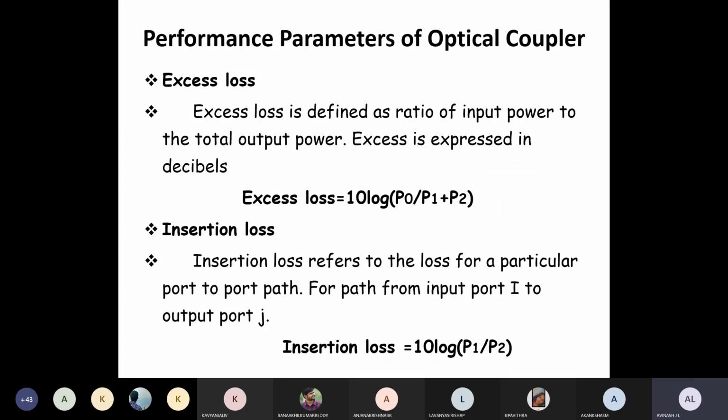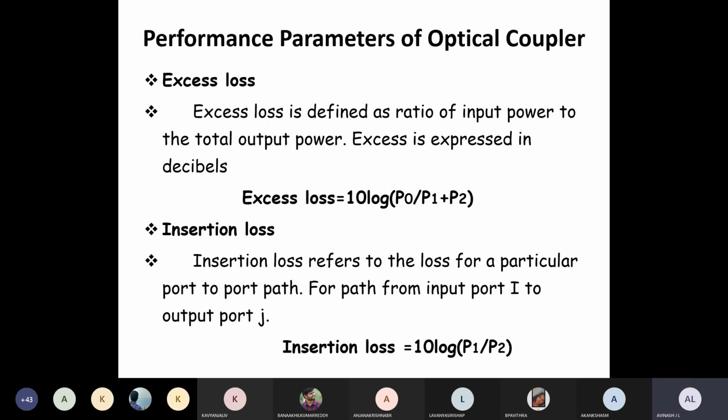What are the particular losses we are going to learn? The first one is excess loss. What is the definition of excess loss? The excess loss is defined as the ratio of input power to the total output power. That means how much power is input power divided by total power at the output.